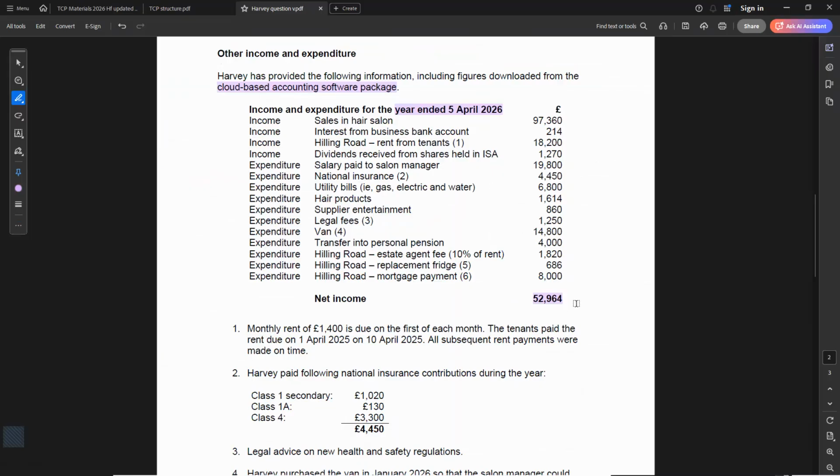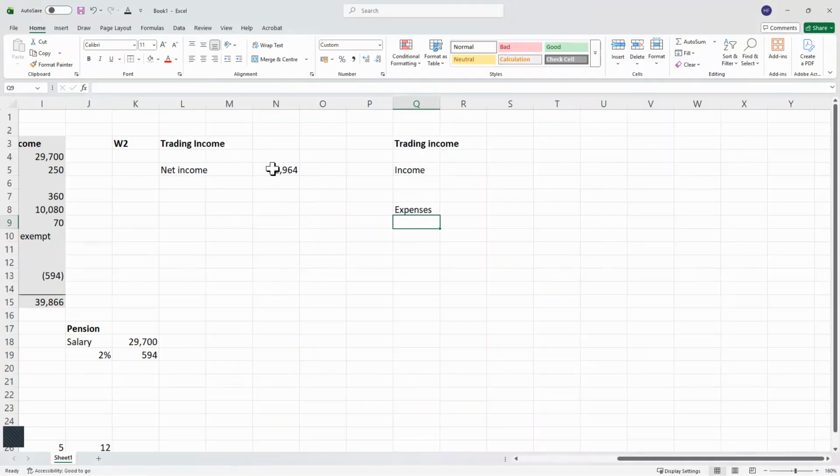So firstly, sales from the hair salon, 97,360. So if we're working on the method where we start with the net income, we know that the sales are already included with the net income, so there'll be no adjustments to make here. But if we're looking at the taxable income and expenses, then we need to bring in this taxable income here of 97,360, which is sales from the salon.